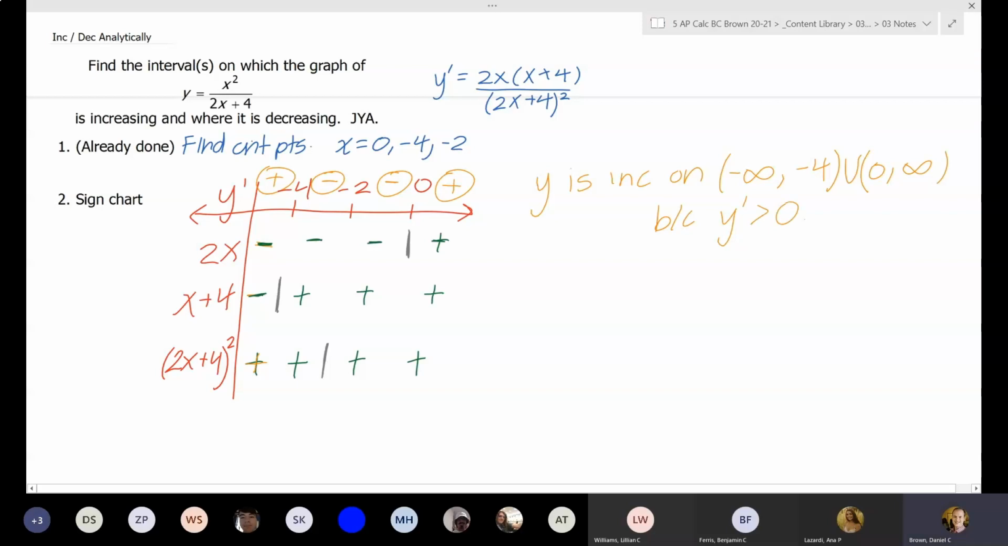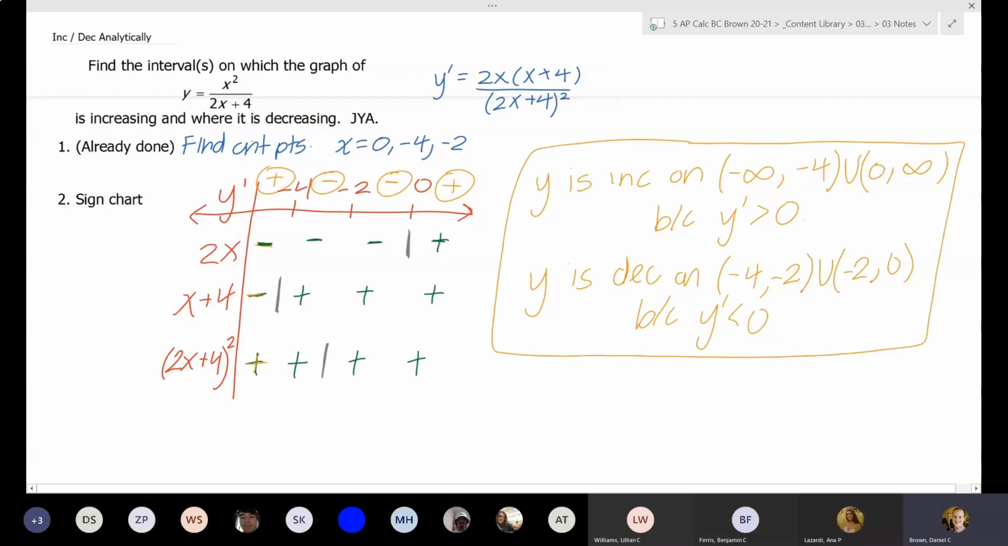And then when is it decreasing? I do something similar. Y is decreasing on the interval from -4 to -2, union -2 to 0. How do I know it's decreasing there? Because y prime is less than 0. That will be your final answer. Again, you can't just stop at the sign chart, which is a common mistake. You do actually have to go back and finish the question that's being asked, and in this case, justify your answer.